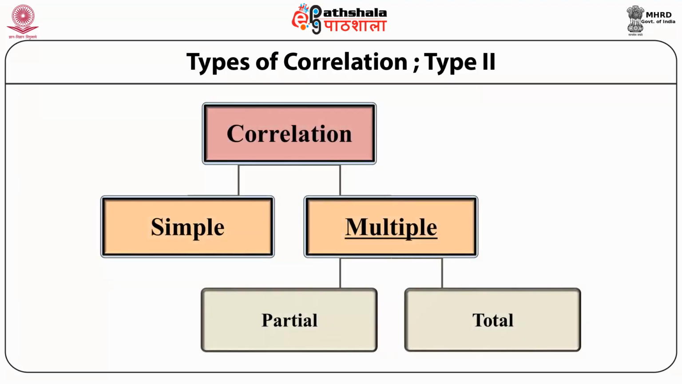Now it could be a simple correlation or multiple correlation. In simple correlation, we find out the relationship between two variables. In multiple correlation, we try to find out the relationship among three or more than three variables simultaneously. It could also be a partial correlation. In partial correlation, we try to find out the relationship between two variables, assuming the effect of other variables constant. Now we will discuss the different types of the correlation analysis.